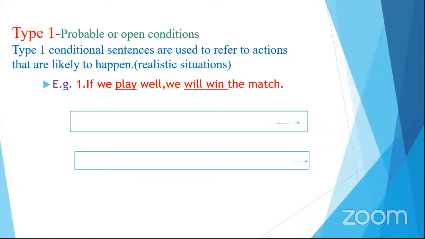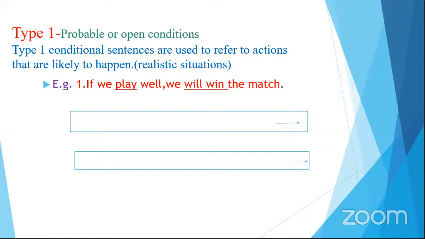Type 1, or probable, or open conditions, children, let's look at it a bit more. We'll discuss it further. Type 1 conditional sentences are used to refer to actions that are likely to happen. What kind of actions are we going to talk about? Likely to happen, things that can happen. So within brackets I have also explained it further.